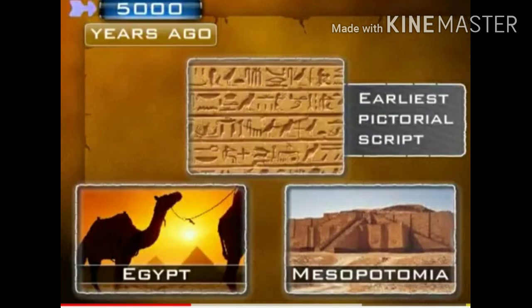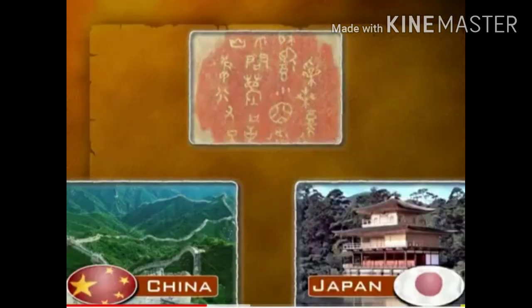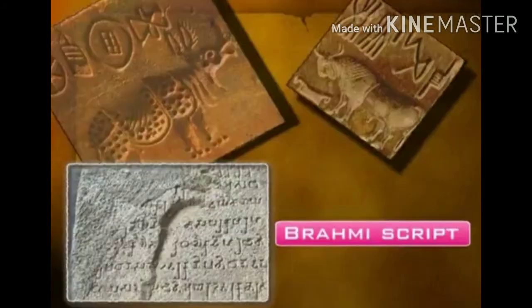Nearly 5,000 years ago, the earliest pictorial script was used in Egypt and Mesopotamia, and after that, the same type of script started developing in China and Japan. Now, students, here the question arises: what are scripts? Uses of symbols led to the development of scripts. The word script means a system of writing. Different languages have different scripts.